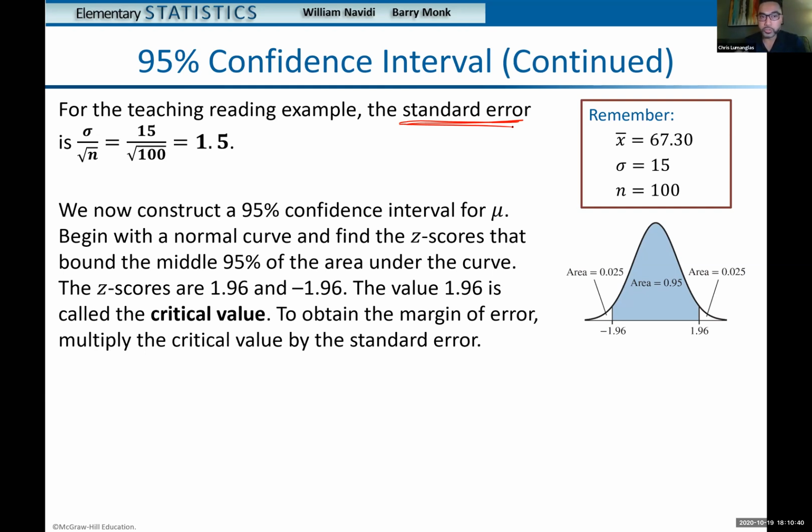Now, next we need to construct and solve for a critical value. Constructing a 95% confidence interval. So begin with a normal curve. This is like the middle 95%. You remember that? So we need to find the z-scores. As you can see here, this is 95%. So what are the z-scores on the left side and the right side? And you know how to do that. Normal CDF. Oops, sorry. It's not normal CDF. It's z-scores. That is inverse norm.